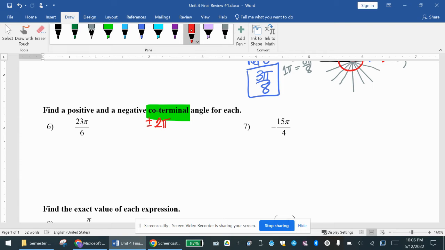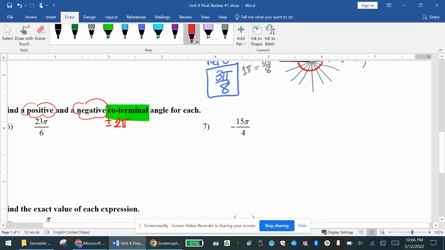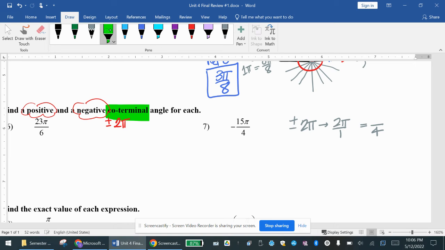So we notice that they ask us for 1 positive and 1 negative. Okay? So we're allowed to add or subtract 2 pi until we get what we need. So negative 15 pi over 4 is a fraction. Okay? If I'm going to add or subtract 2 pi to that, then I need to convert that 2 pi into a fraction that has a denominator of 4. Okay, because it has to match the denominator given. So I can't just add 2 pi to 15 pi over 4. They need to be like fractions.